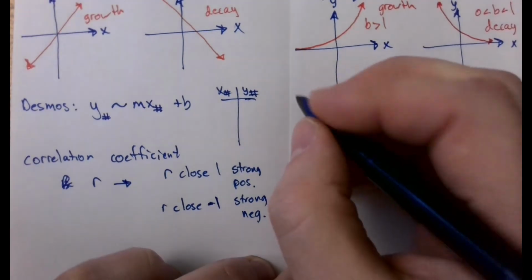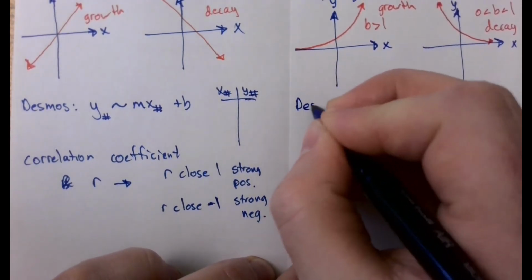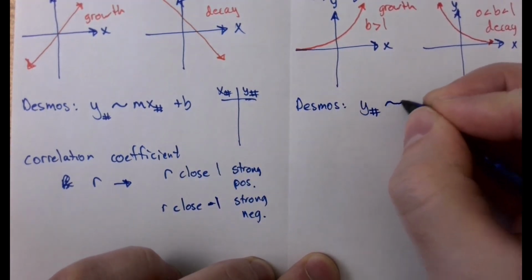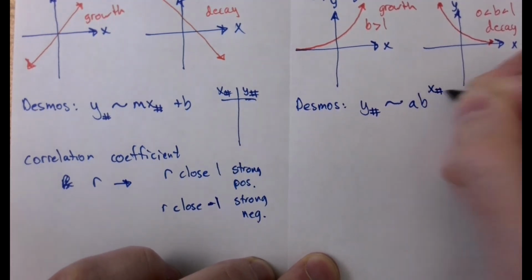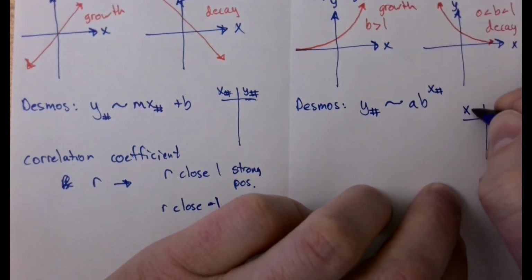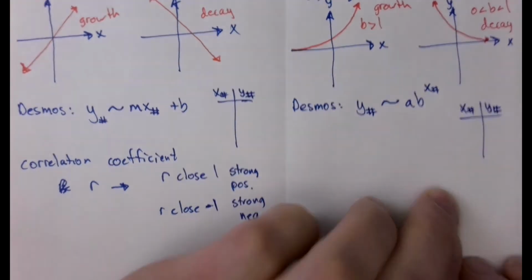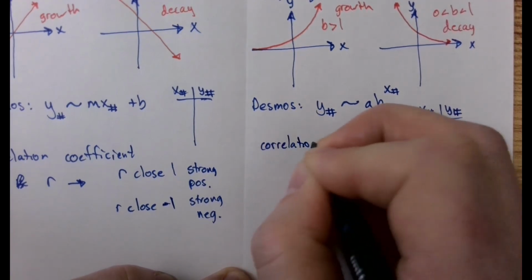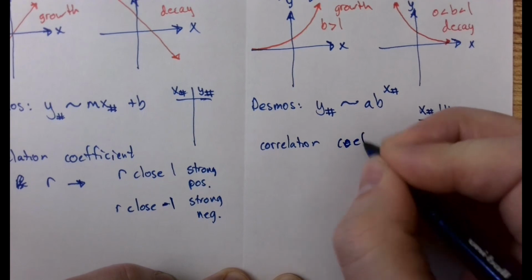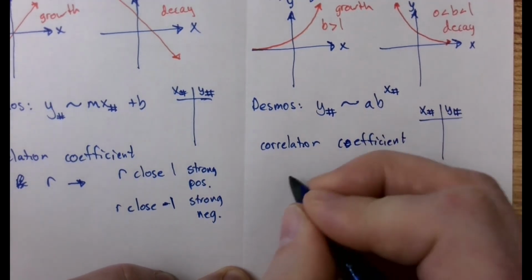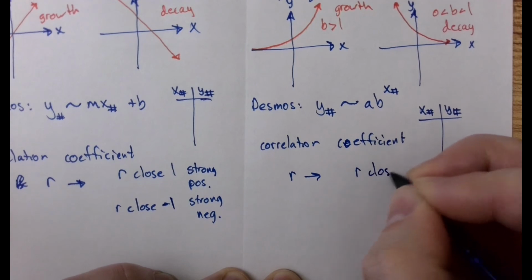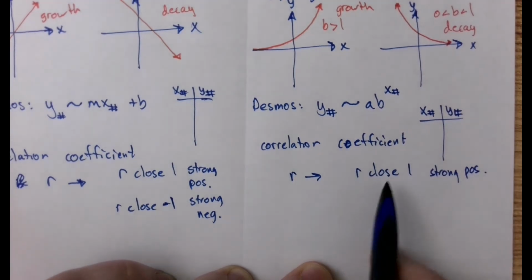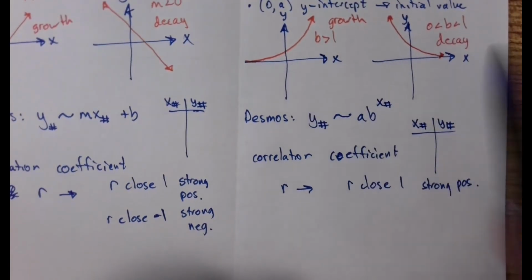Some redemption points. Over here for exponential, in Desmos, you use y, the number, tilde, a, b, x to the number. And again, those numbers correspond to whatever the numbers are in your table. And same thing here, the correlation coefficient is R, and the closer to 1 means a strong positive fit. Now, R is going to be close to 1 for both growth and decay.